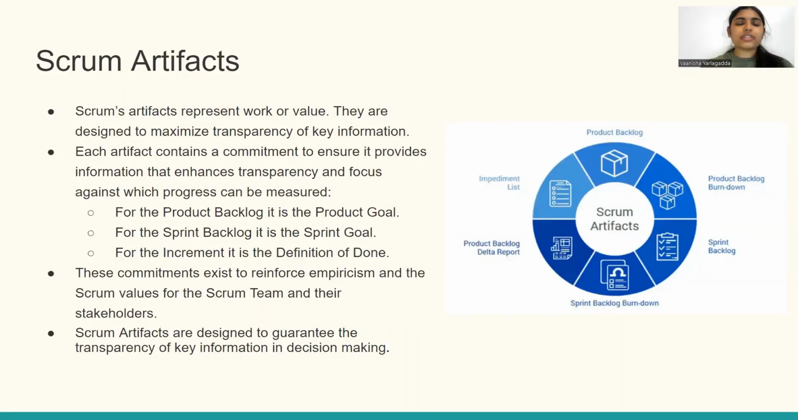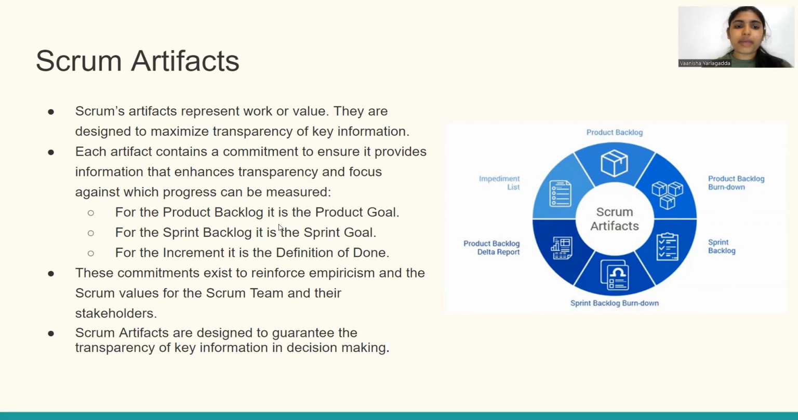Scrum artifacts represent the work or the value. They are designed to maximize the transparency of key information. Each artifact contains a commitment to ensure it provides information that enhances transparency and focus, against which progress can be measured. Scrum artifacts include the product backlog, backlog burn down, sprint backlog burn down, the product backlog delta report, and the impediment list.